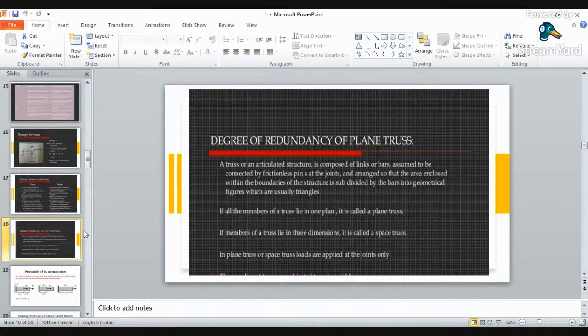Members of a truss are made up of I sections, T sections, tube sections, square sections, or channel sections. There can be a simple truss, or you may call it a plane truss, that is a planar truss, or a space truss.